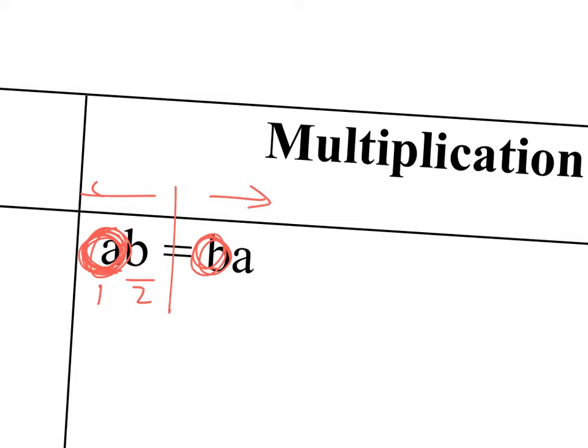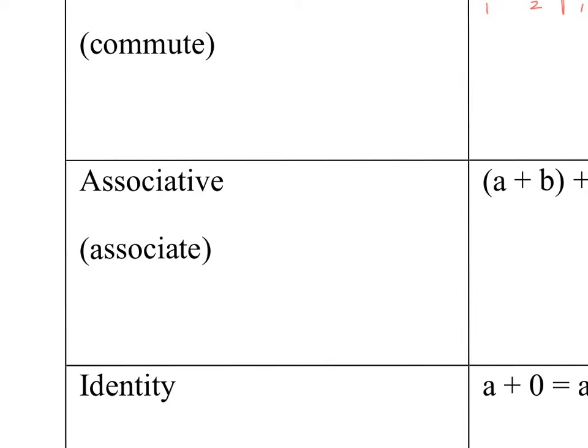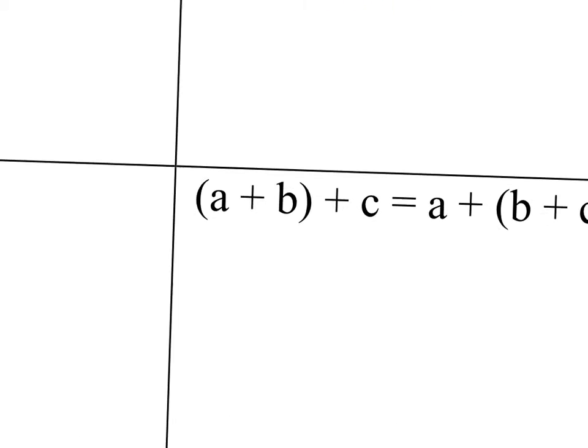Moving on to the next property, the associative. The word associative, again, has a root in there: associate. Think about the word associate, who you associate yourself with. That means who you put yourself with, who you group yourself with. And that's exactly what we have with the associative property.